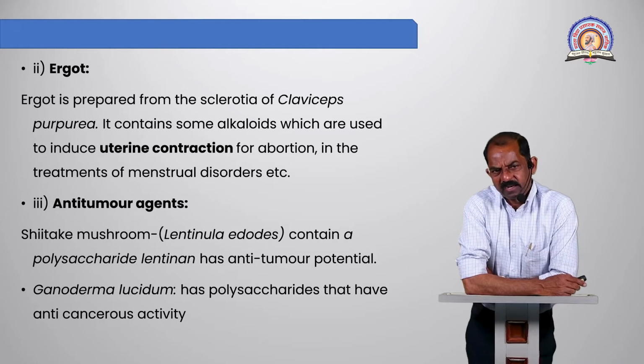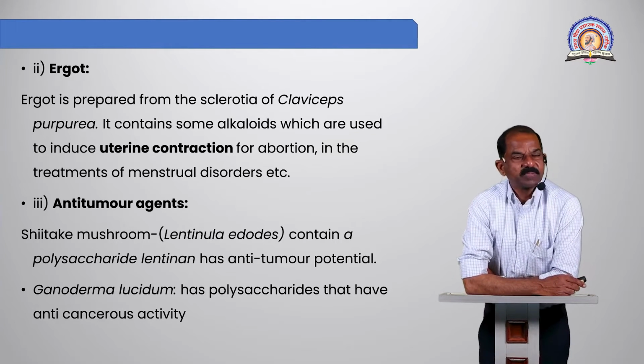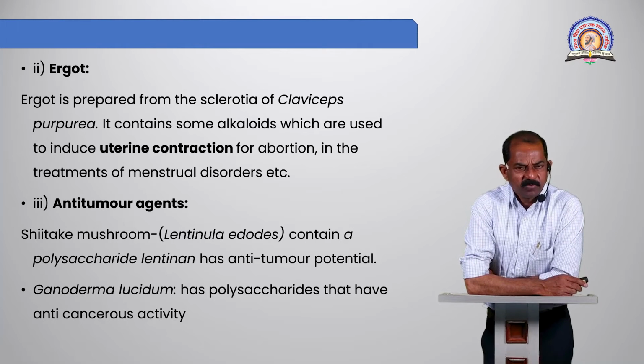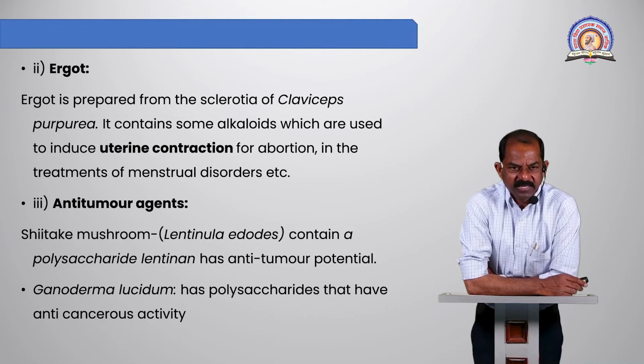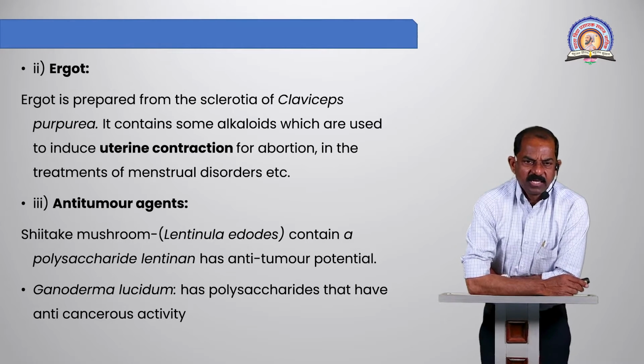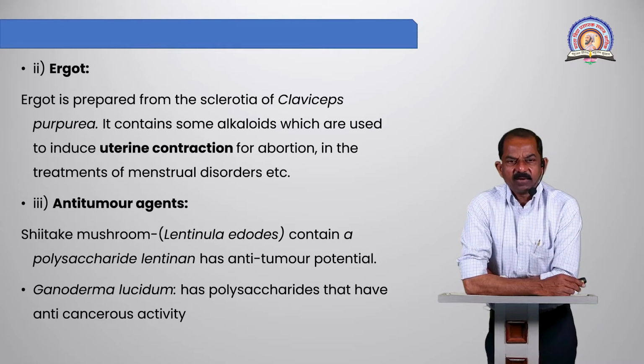Another product, ergot, is prepared from the sclerotia of Claviceps purpurea. Yes, Claviceps purpurea is one of the fungi. The disease is known as ergot, and it contains some alkaloids which are used to induce uterine contraction for abortion and in the treatment of menstrual disorders.